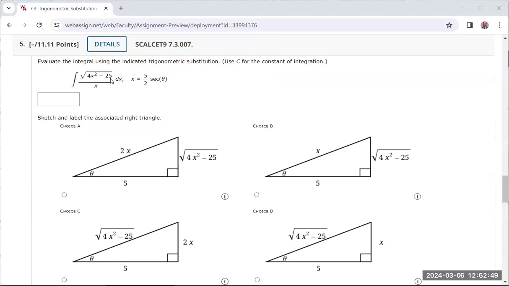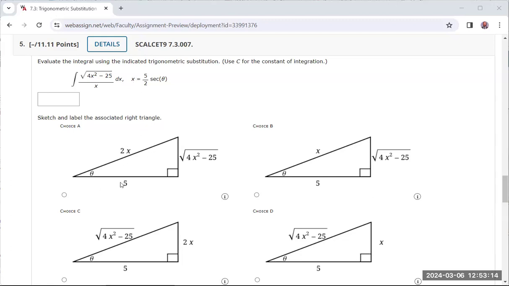And that's the idea. Assuming that x is 5/2 secant, push the 5/2 to the other side, multiply both sides by 2/5. You'd get 2x over 5 equals secant. Remember, secant is the reciprocal of cosine. And so the 2x that would be upstairs when you multiply both sides by 2/5 would be the hypotenuse, the 5 would be the adjacent.